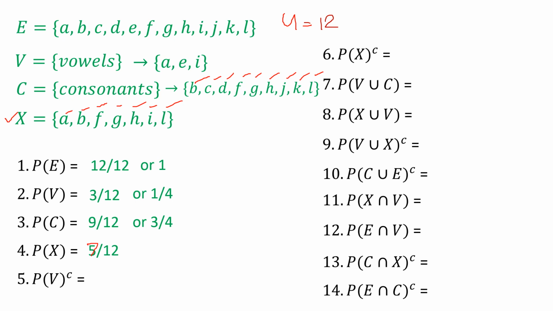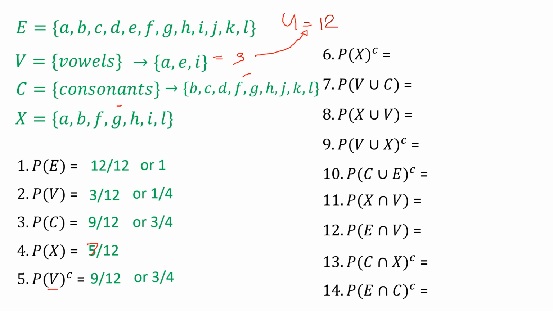For number 5, probability of V complement. For V complement, first things first, let us determine the probability for V. For the probability of V, we do have 3 elements. As I said, one way of dealing with the complement is by simply subtracting the present elements from the universal set. So for our V, we do have 3. We just need to subtract this 3 from our universal set or our total sample space. So, 12 minus 3, the answer is 9. Therefore, our answer is 9 over 12, or simplified as 3 over 4.